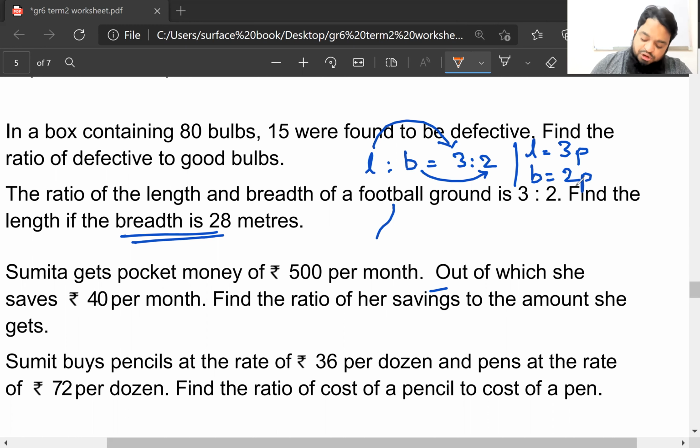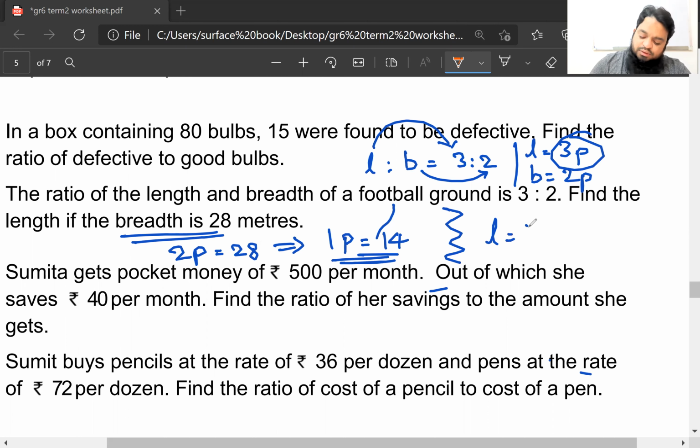So breadth is equal to how much? 2 parts. So that means 2 parts is equal to 28. So when 2 parts is equal to 28, what is one part? One part is equal to 14. When we got one part, now can you find out length? Length is equal to how many parts? 3 parts. So that is equal to 3 into 14. 3 into 14 is 42 meters. So actually length is 42 meters and the breadth is equal to 28 meters.